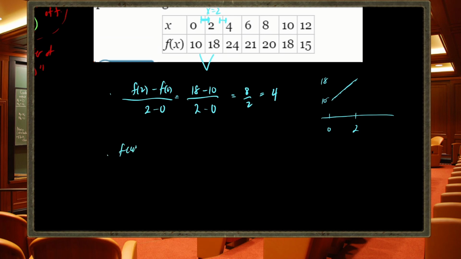So for that change here, f of 4 minus f of 2 over 4 minus 2. Again, it's 24 minus 18 over 2, which is what? 6 over 2, which is 3. So something like this happens where it's not as steep as from 0 to 2. It's doing something like this.